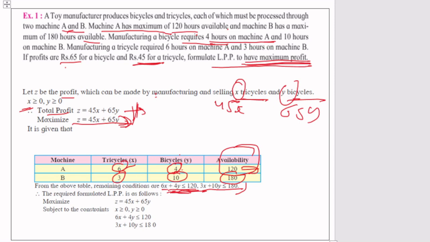Two equations plus maximize. What do we have to maximize? This is the equation which we have to maximize to get maximum profit. And the constraints: x should not be less than 0, y should not be less than 0, and the equations should not be more than 120 and 180. So this is how we have to frame the equation. This is just an example to give an overview.